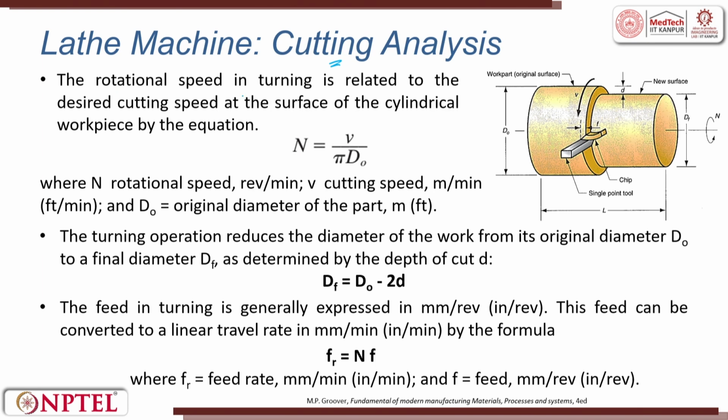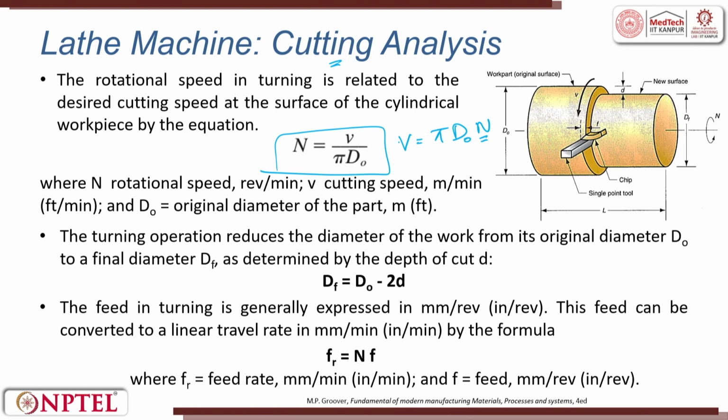So, the rotating speed in turning is related to the desired cutting speed at the surface of the cylindrical workpiece, which is given by this equation. Here I can rewrite the equation. Cutting speed is nothing but pi d n, where pi is the circumferential constant, d naught is the original diameter, and n is the speed, the RPM, with which it rotates.